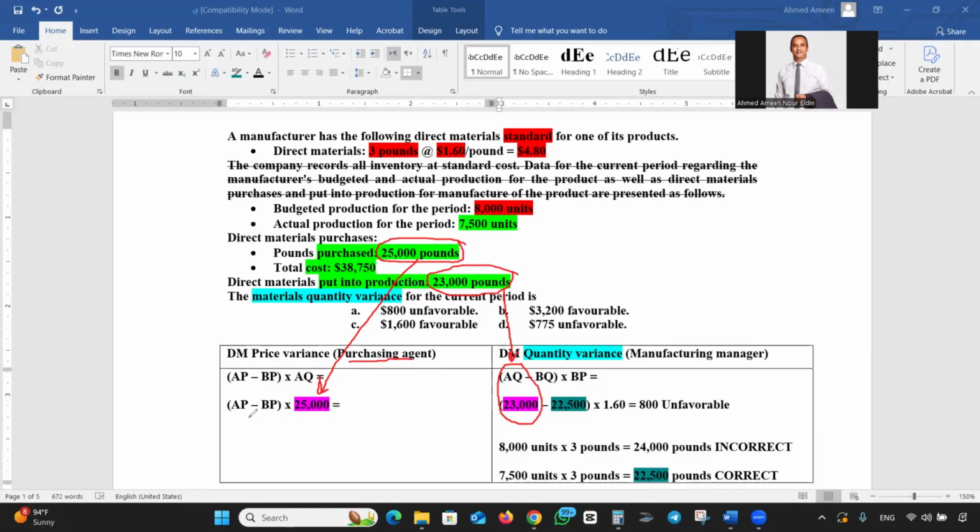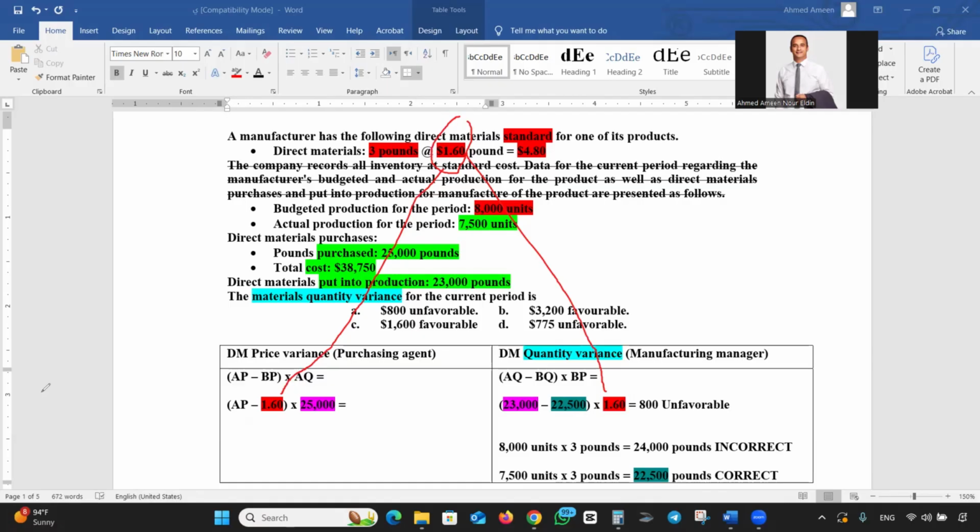Where are the actual price per unit and the budgeted price per unit? The budgeted price is easy. It is always common between the two sides: 1.60, which is mentioned above in red. We will write 1.60 here, and this is the same amount presented on the right side of the schedule. This 1.60 is the budgeted price of one unit of direct material, used here and used here.